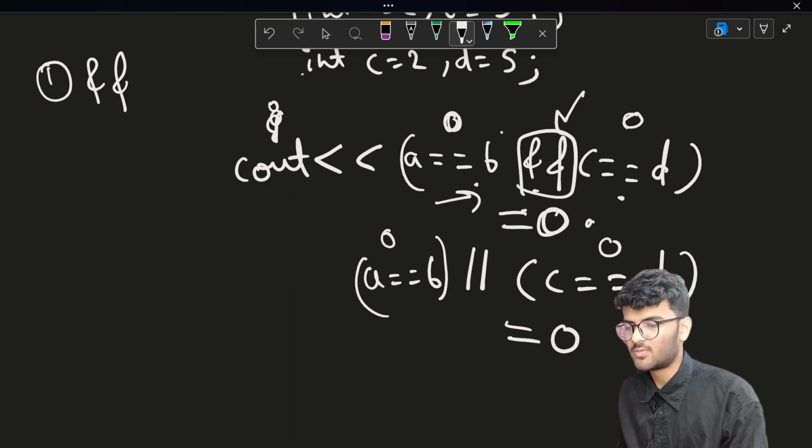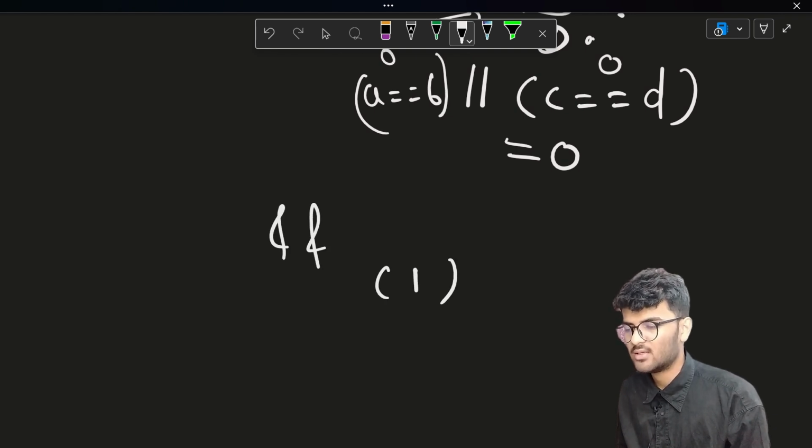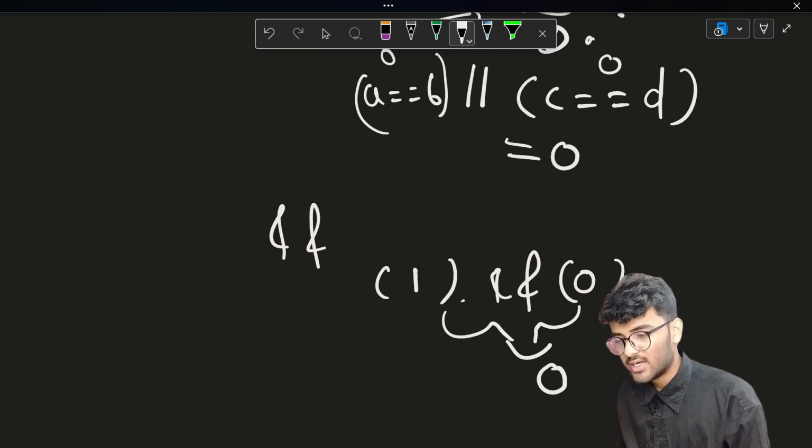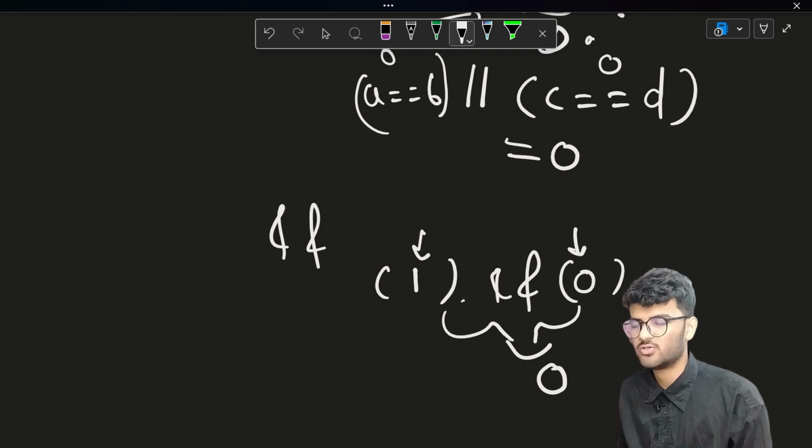See, in the AND operator, if this condition gives 1, meaning true, and this condition gives false, the overall output of this expression will be false, because I need this condition to be true and that one also. If even one of the two is false, my output becomes false, right?